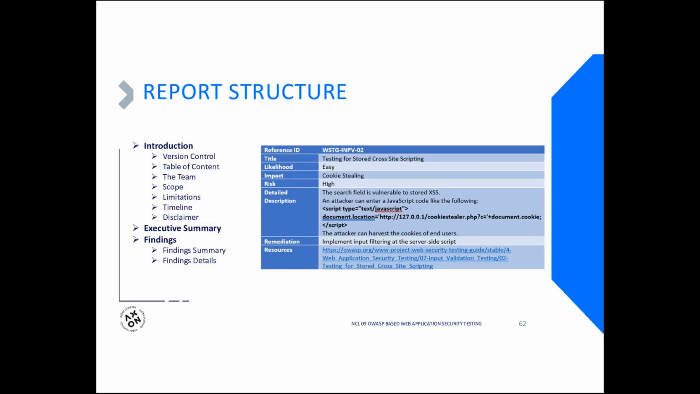The first one is the introduction, and it contains things like the table of contents, the theme, the scope of the assessment, the timeline, the disclaimer, and then the executive summary, simply a summary for higher management, and then the findings. And the findings, you can present them in two sections, in a summary way and a detailed way. The detailed way has to include all the items seen in the table on the right.